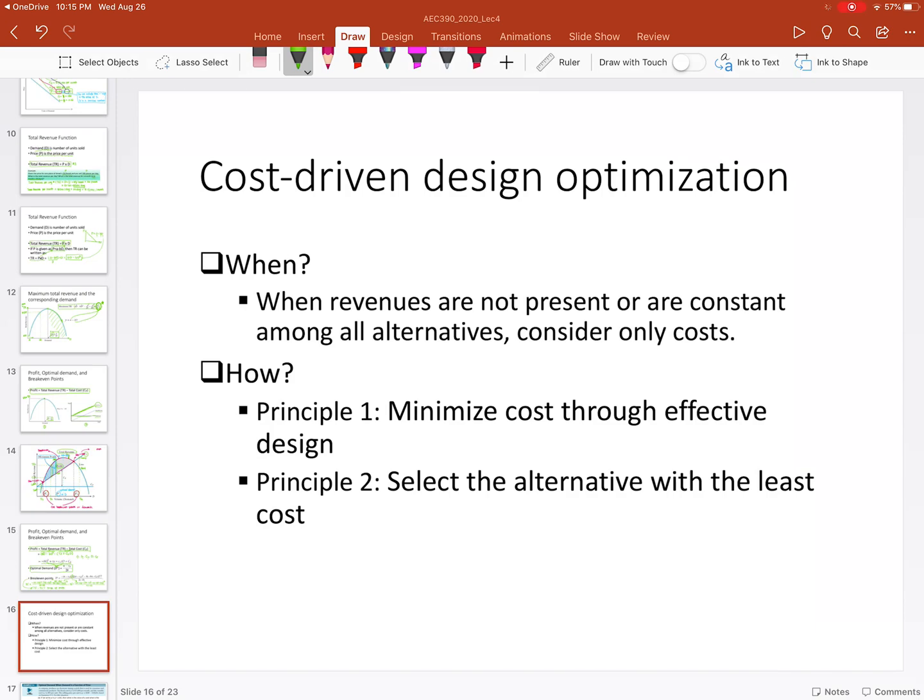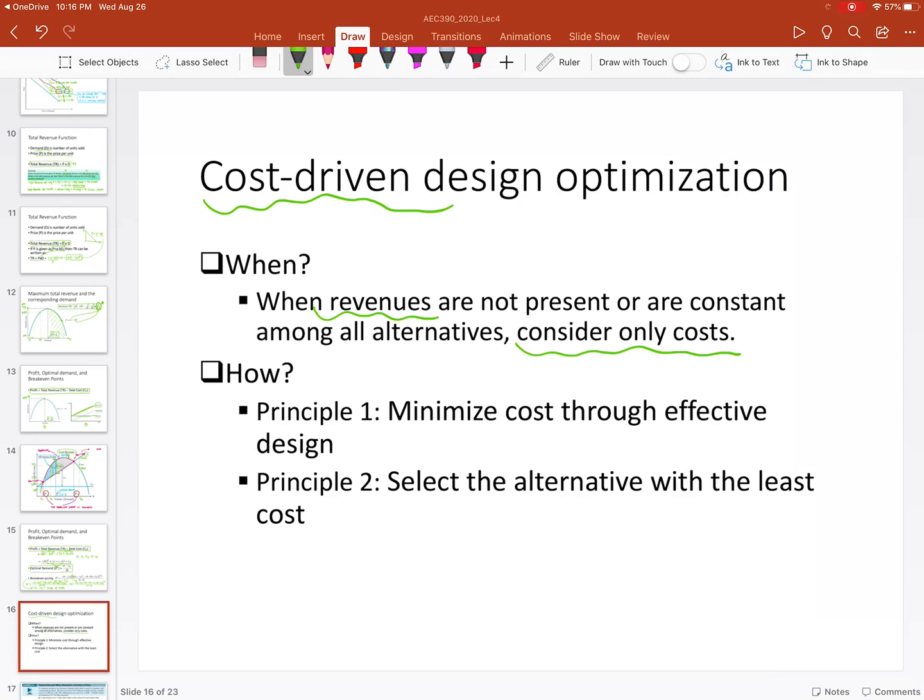All right. Now we have learned all the functions and formulas, and then what? So imagine that we know how to calculate the cost. How do we decide which design method or which solution we go with when we want to make a decision? We have a method called cost-driven design optimization. That's one method we can use to make decisions. And when could you use it? When revenues are not present or are constant among all alternatives. So your revenues are all the same for all options. We said we only focus on the differences. So if revenues are all the same, then we only focus on the costs because only costs are going to be different, right? So now we consider only costs.